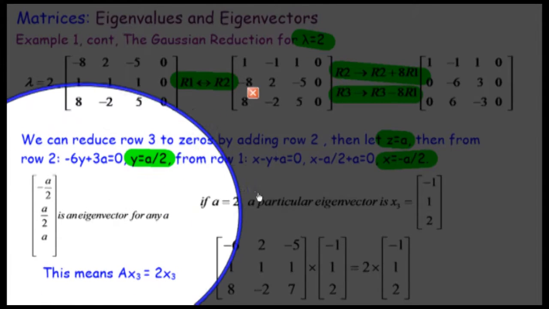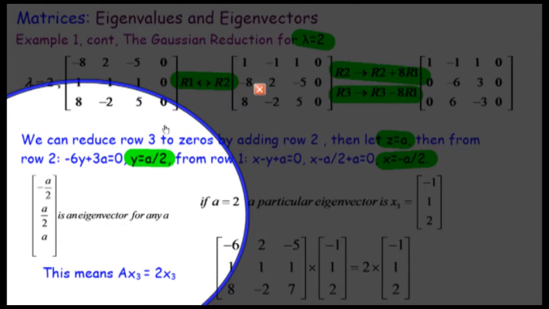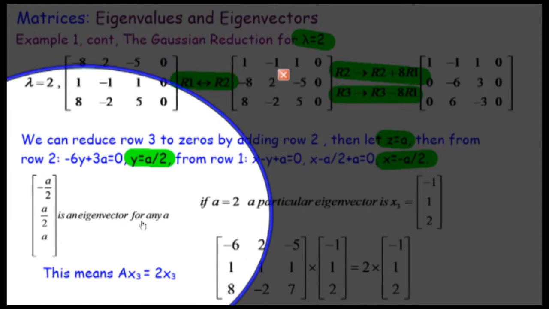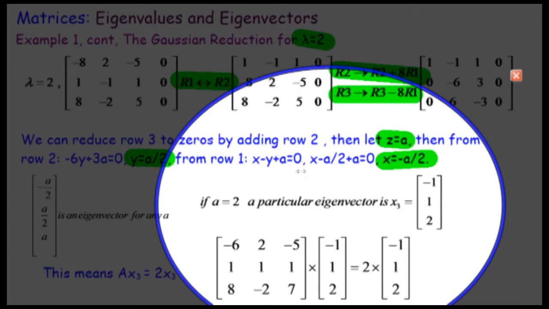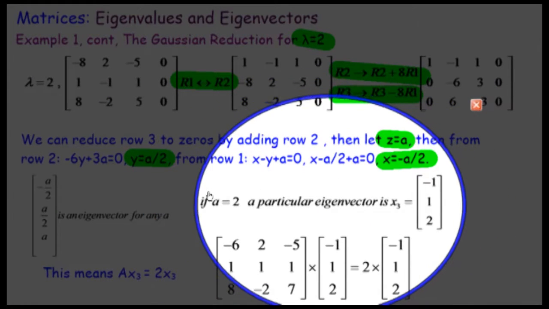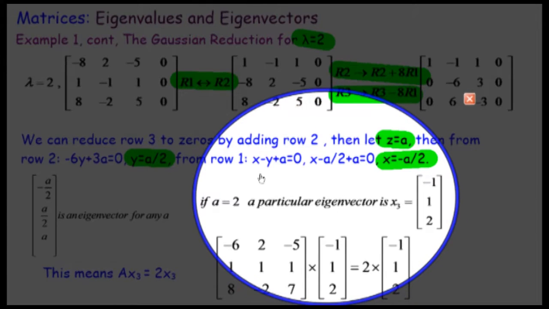And if you want to put in a particular value of a, let's move that across. So if a is 2, that eigenvector becomes minus 1, 1 and 2. This is called x3, the third eigenvector. This is the eigenvector for lambda, the eigenvalue of 2, which is what we started off with.